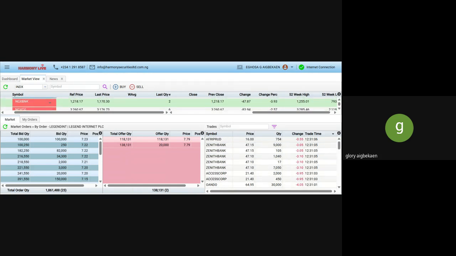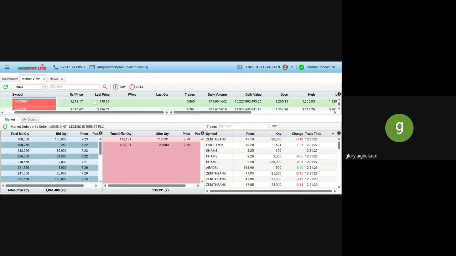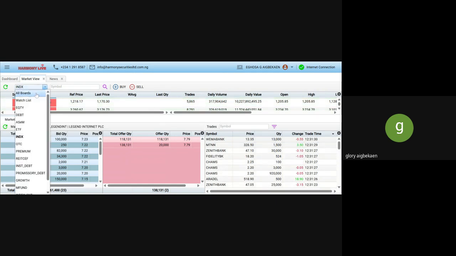The index is now minus 3.93. So they are reclaiming the lost ground gradually. So let's see. By the end of the trading day, we'll be able to see how much of the lost ground they will have reclaimed. Let's go to the premium boards.